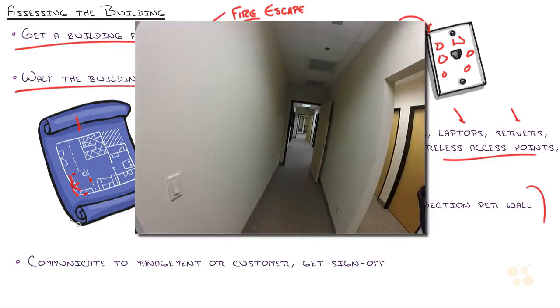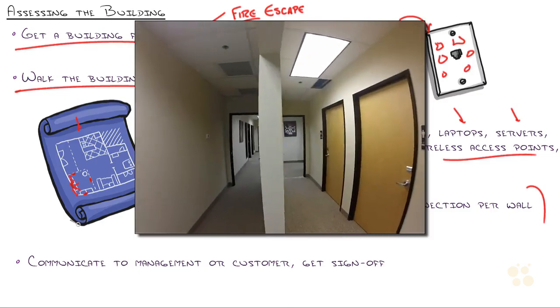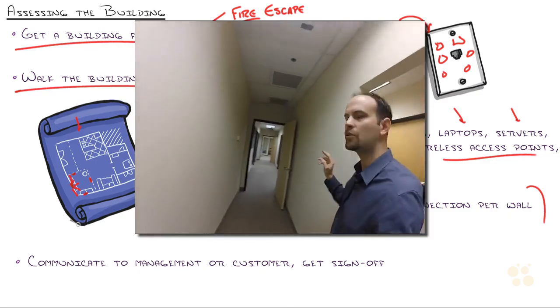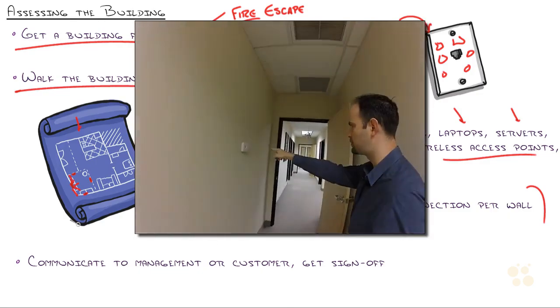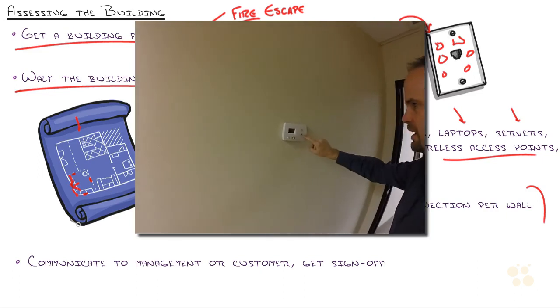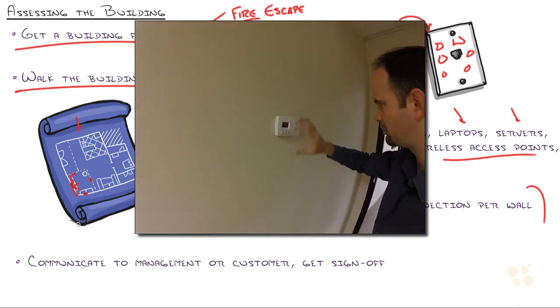2 hallways. It looks like one going down this way, one going down this way. Now, again, I'm trying to train your eyes. My eyes go to this thermostat on the wall. I go, okay, Honeywell, is that a network connected thermostat?